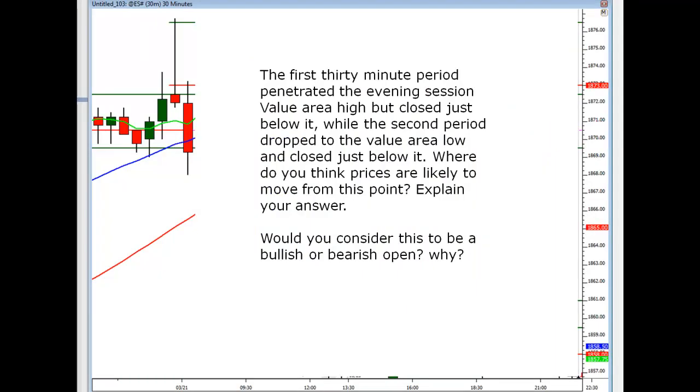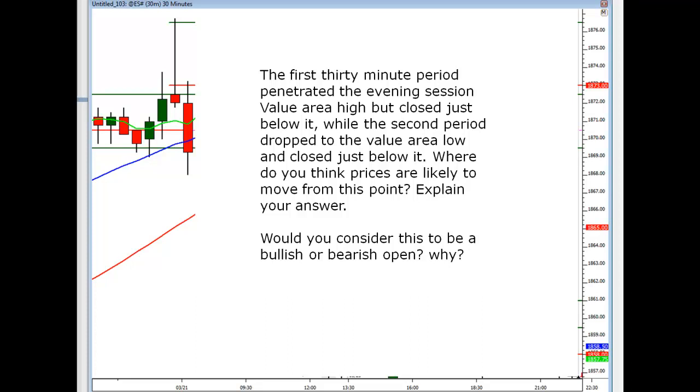Okay, now we move to a different chart, a different problem in our exercise. Here in this problem, we are now looking at the open again in terms of two candles, the first 30-minute periods, and this will be a good introduction to our lesson today. We're still looking at the open, but looking at it in a number of different ways.